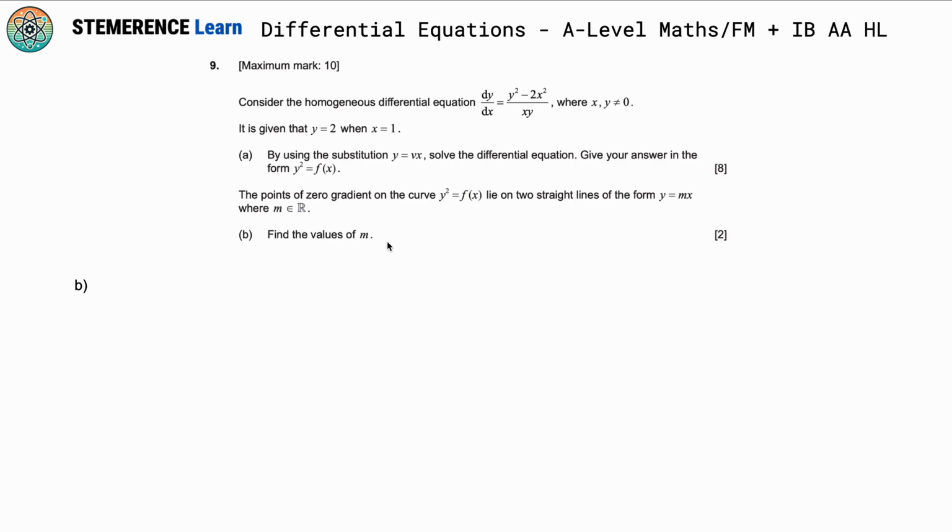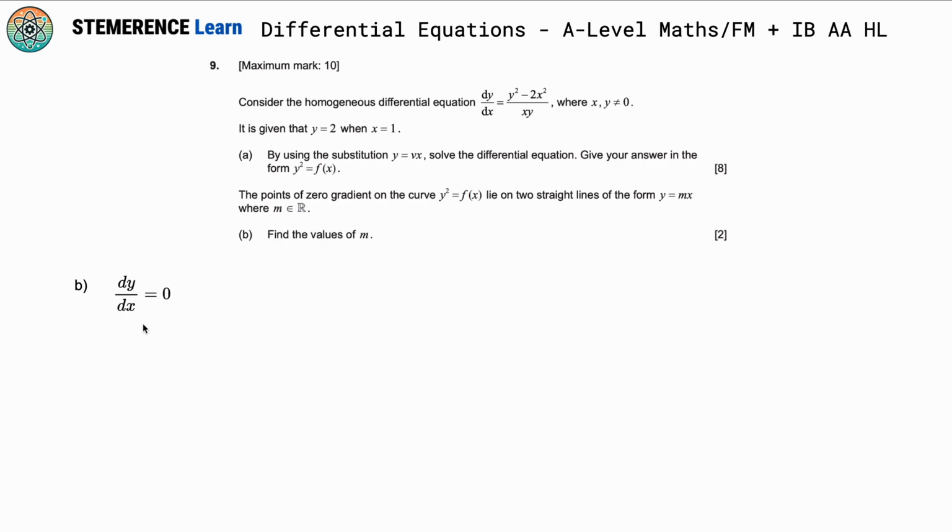we've been told that the points of zero gradient on the curve y squared equals f of x, which we found earlier, lie on two straight lines of the form y equals mx, where m is a real number, and we need to find the values of m. So when we know that we're dealing with a point of zero gradient, the first thing we need to do is just equate our gradient function dy over dx to 0.